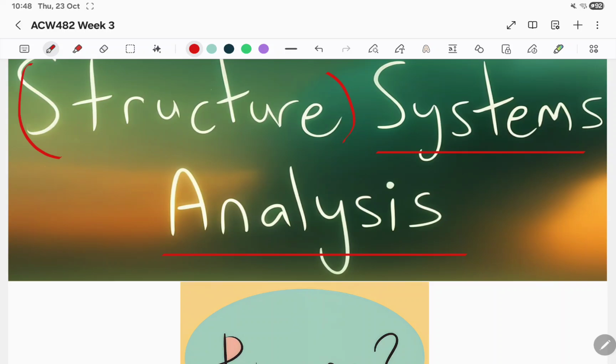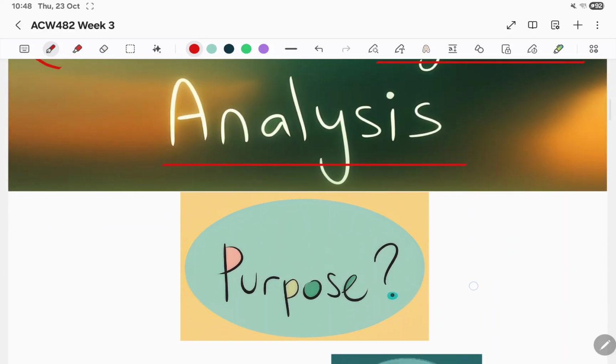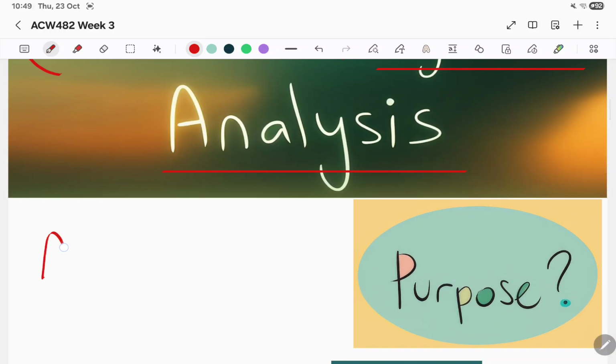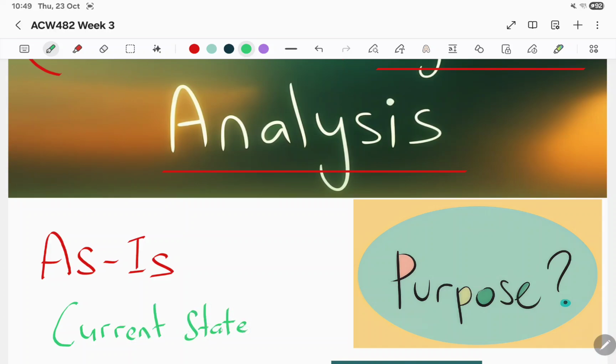Then next we have to look into the details, right? Details of the as-is. In other words, we are looking at the current state. We need to know where we are right now. Only then can we create or introduce new improvements to our system.